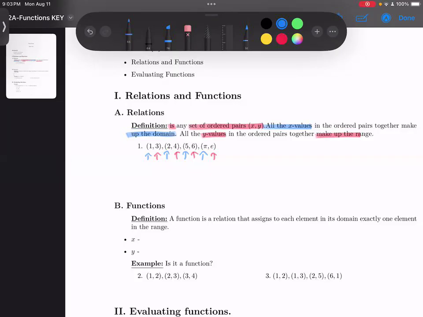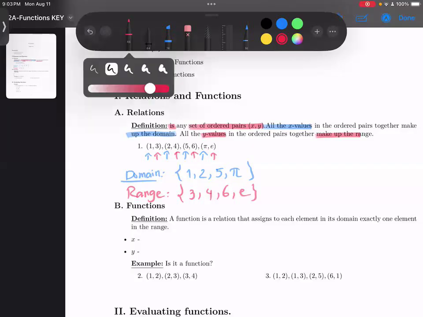So the domain is 1, 2, 5, pi. If the elements are repeated, do not write them twice. Range, you write in red. Range is going to be 3, 4, 6, and e.